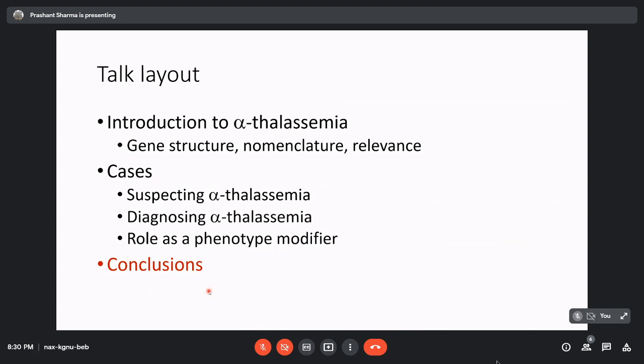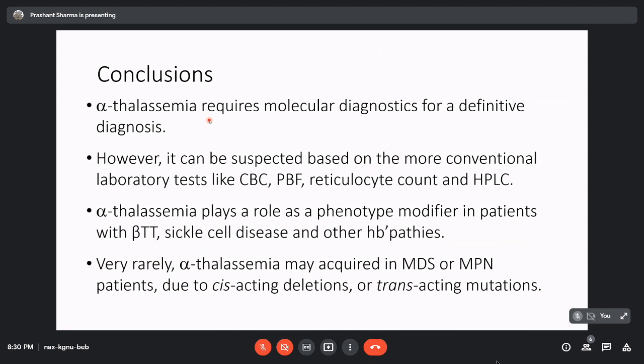Now for our conclusions. Alpha thalassemia, remember, requires molecular diagnostics for a definitive diagnosis, especially of the symptomatic subtypes. However, it can be suspected based on the more conventional laboratory tests like the CBC, peripheral blood film, reticulocyte count, and the HPLC. On the HPLC, alpha thalassemia trait and silent carrier will have either a low normal or sometimes a very mildly reduced HbA2, and HbH disease will have pre-integration twin peaks.